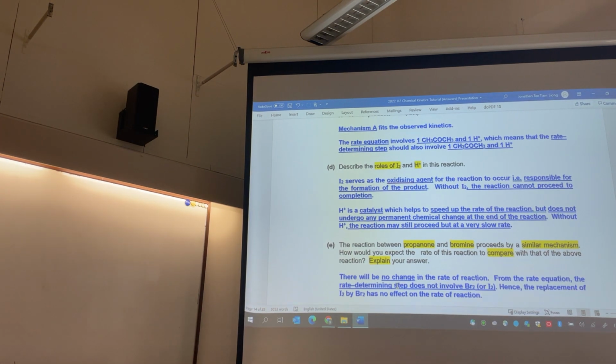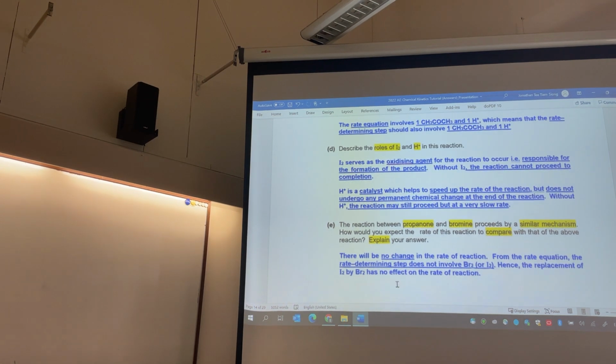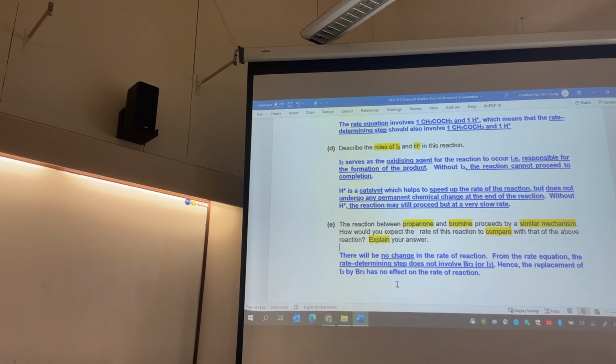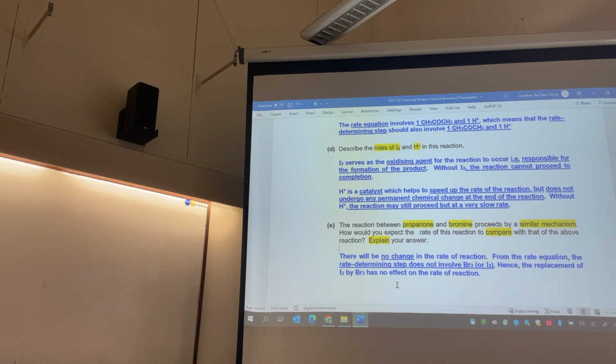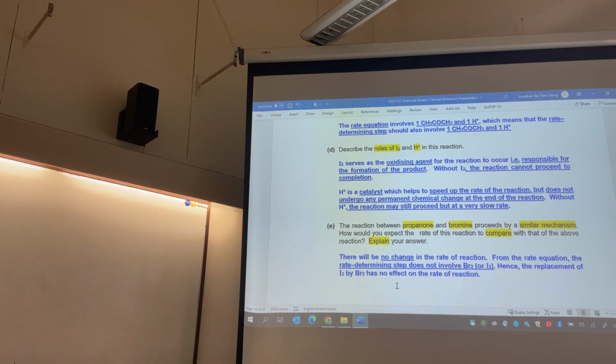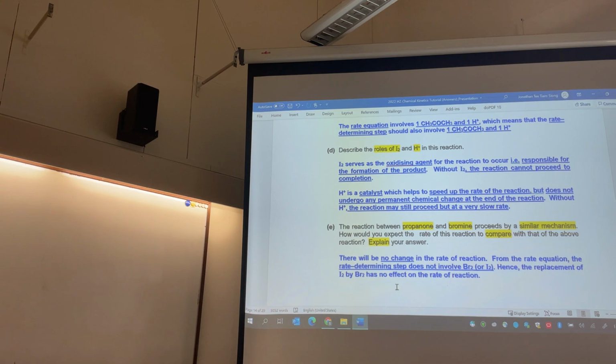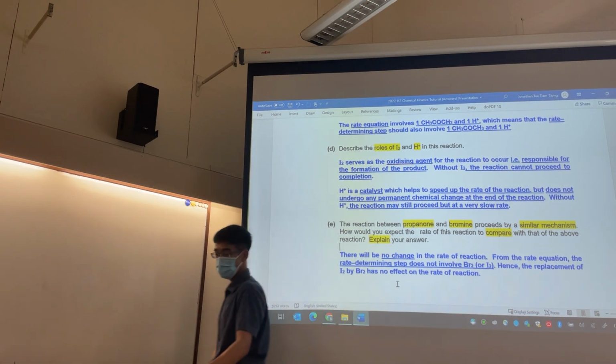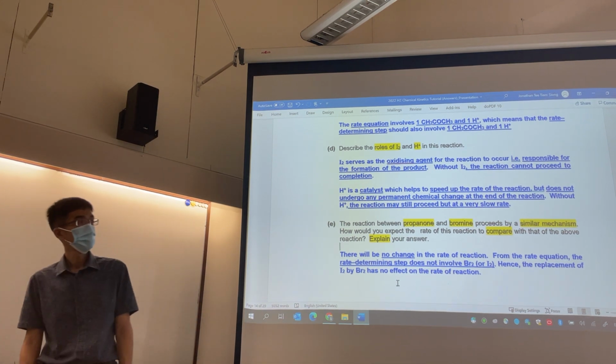So this part is just telling you that you need to be very careful. In order for something to be able to affect the rate of reaction, it must be in the slow step. If it's not in the slow step, changing it will not affect the rate of reaction. Okay, and after this, one more part, then we are done for today.